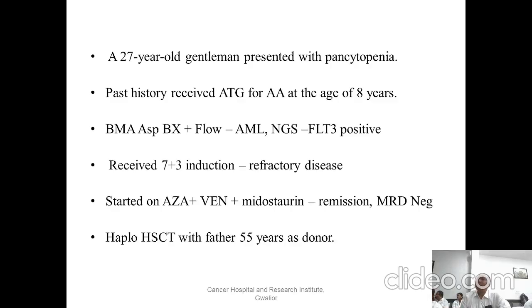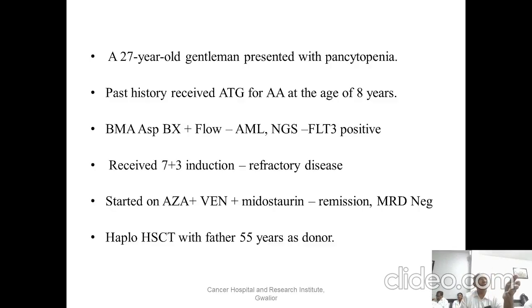Then, because he was refractory to 7+3 and intermediate risk, we did hematopoietic stem cell transplant with a 55-year-old father as a donor. That was a different story, because the father was having coronary artery disease and he didn't reveal it to us. And we gave conditioning to his son.